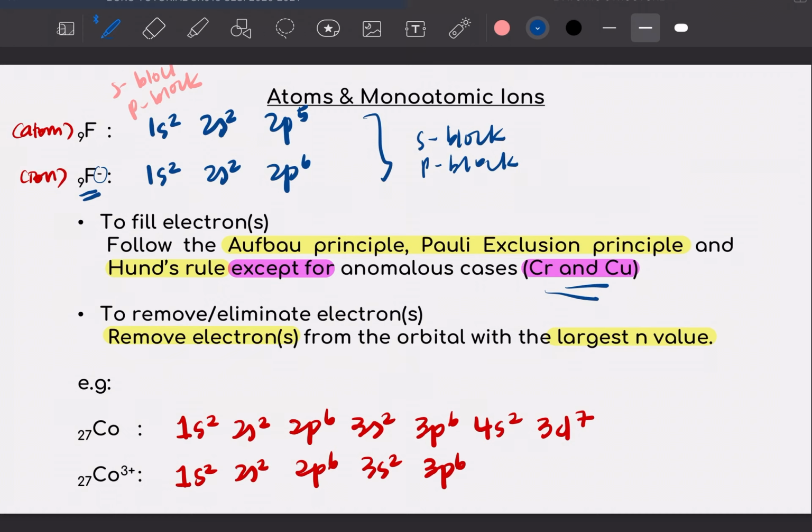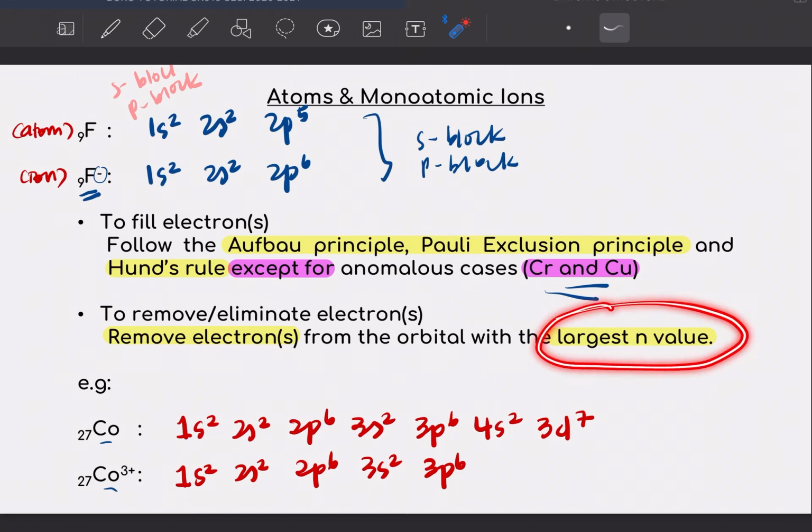But if we have transition elements like cobalt here, okay, if you fill in your electrons, okay, 27 electrons for this atom, cobalt atom, okay, it will be 1s2, 2s2, 2p6, 3s2, 3p6, 4s2, 3d7. Okay, tengok sini. So sekarang ni, okay, bila kita nak remove pula electron, okay, when you want to remove electron, you will remove electron from the orbital with largest n value. Okay, so maksudnya kita akan remove 3 electrons tu dari mana?